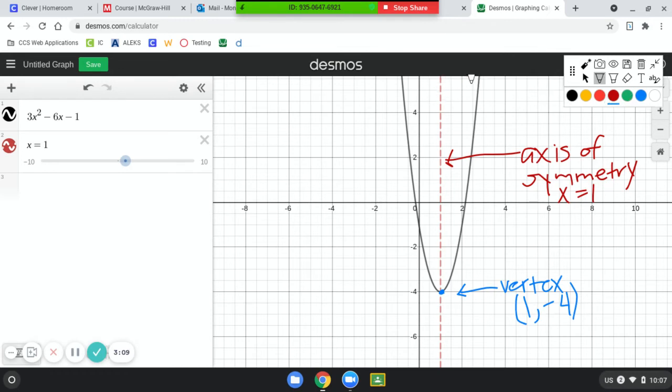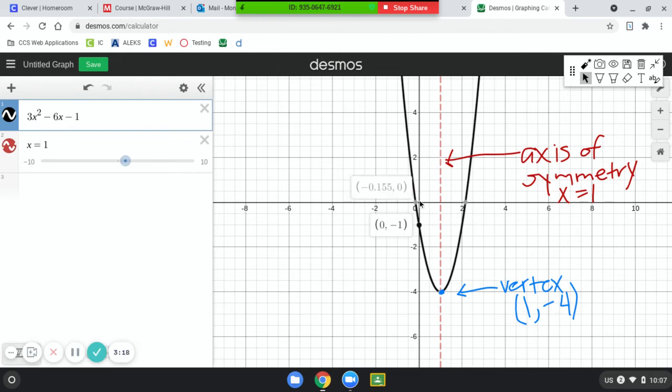Next, the y-intercept. And you can click anywhere on here and it will show you those key features. You just got to remember which one is which. The y-intercept is found on the y-axis. So it is -1.